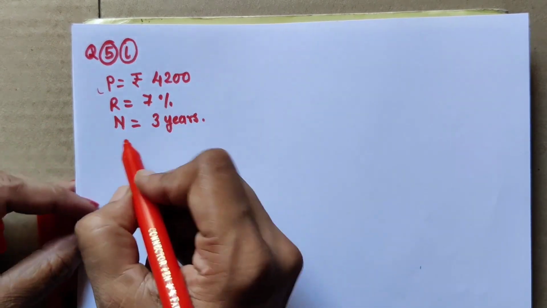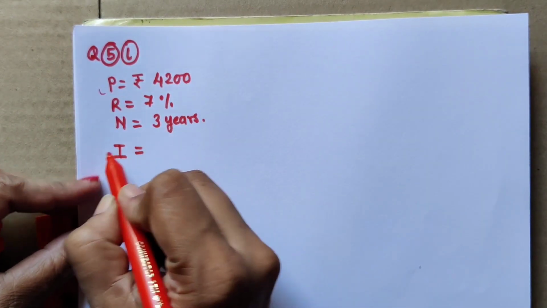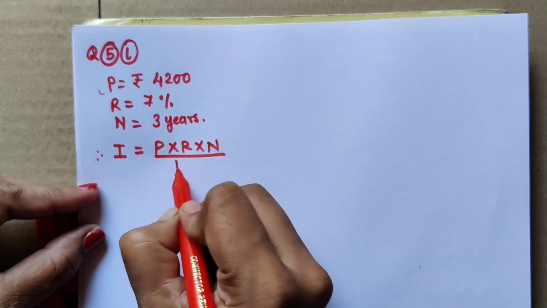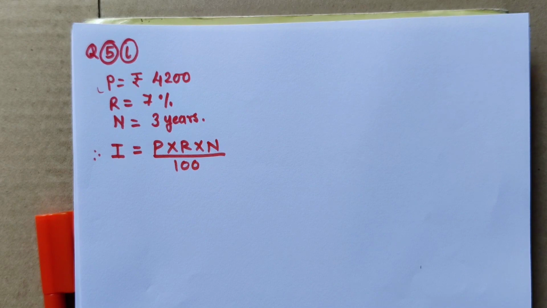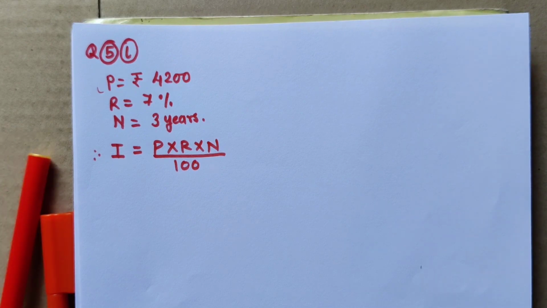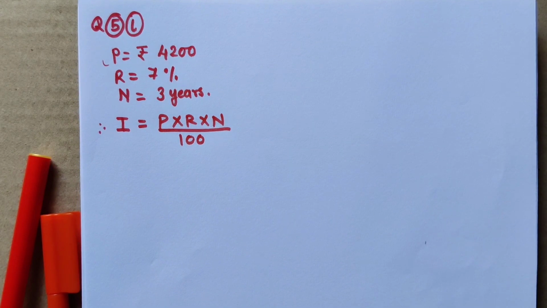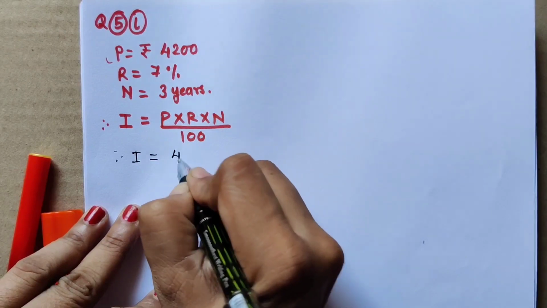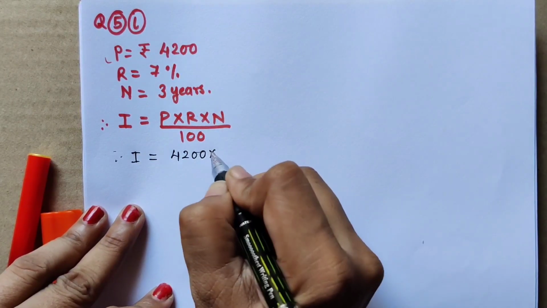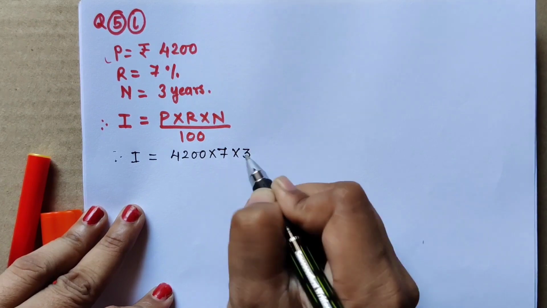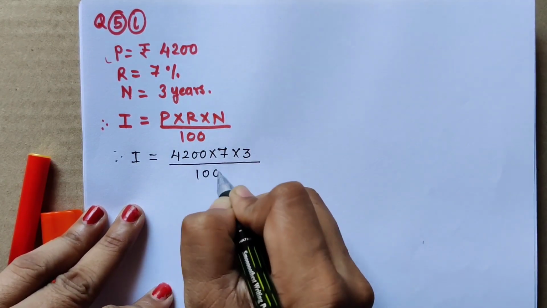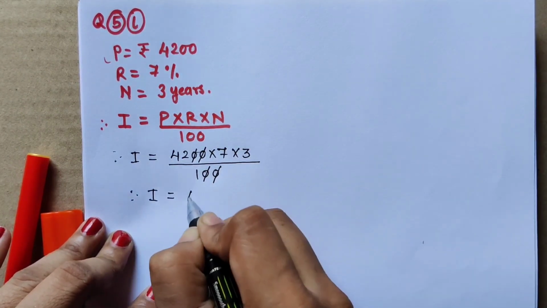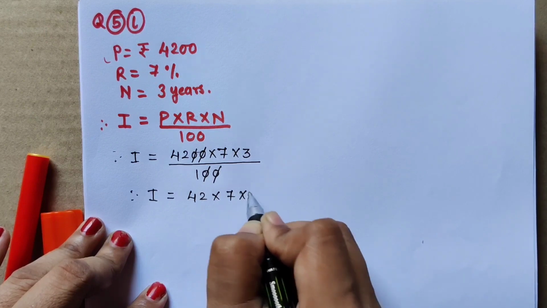So for interest, we will be using the same formula. I is equal to P multiplied by R multiplied by N upon 100. Okay. Now we are going to substitute the values in our formula. P is 4,200 rupees, R is 7%, number of years are 3, upon 100. 0, 0 cancelled. I is equal to 42 multiplied by 7 multiplied by 3.